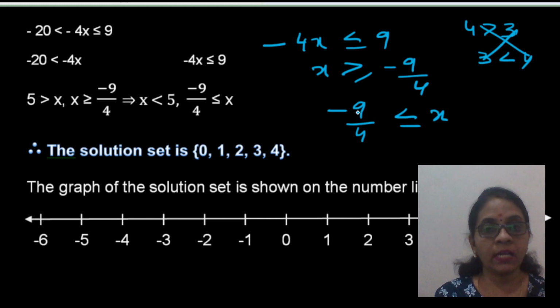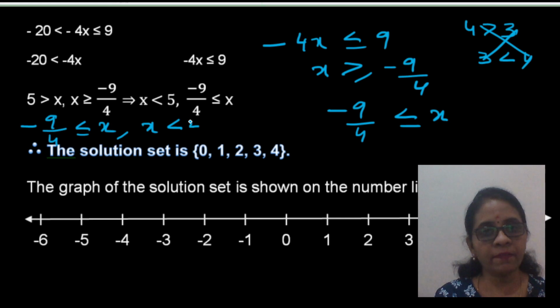Now, if you want to write the solution set in set builder notation, here I have only shown the roster form or the tabular form. What is your final answer? We have minus 9 by 4 is less than or equal to x, and x is less than 5, which makes x common here. So, you can write it as minus 9 by 4 less than or equal to x less than 5. This is what your solution set is.